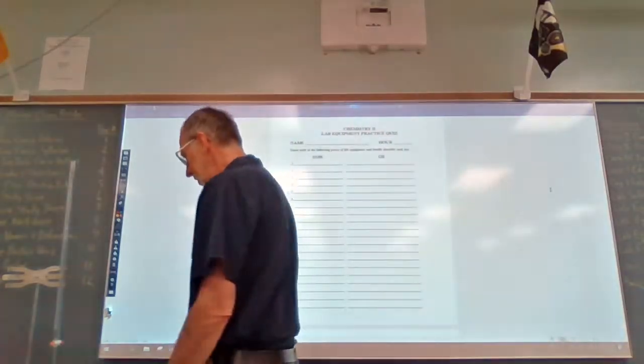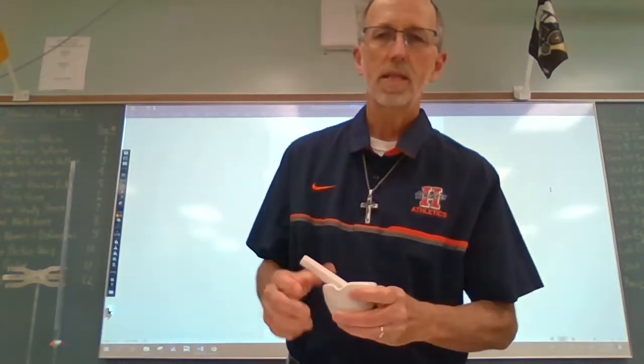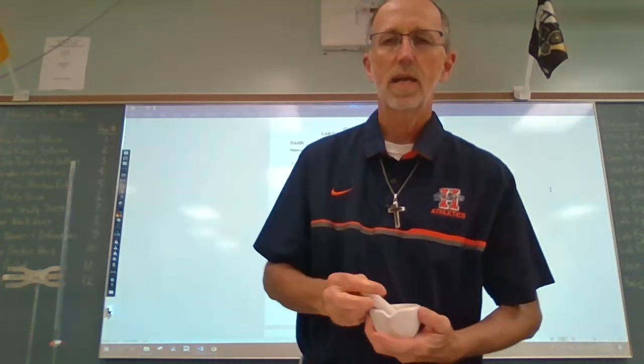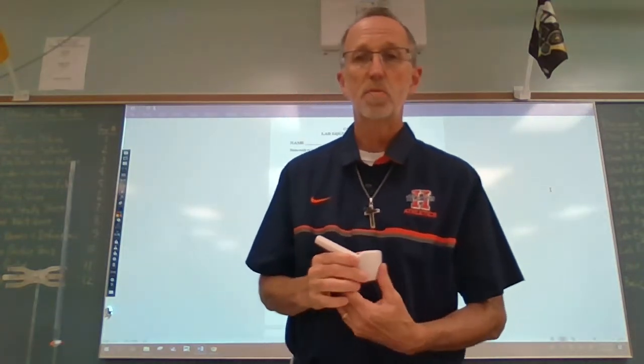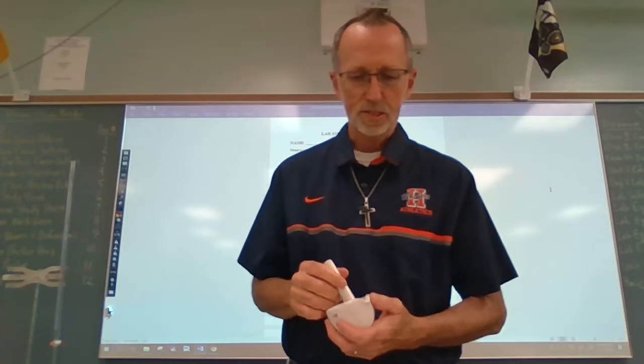Number 9. I'll bet you've seen one of these before. This is a mortar and pestle. It is used for grinding solids into smaller pieces. This is probably one of the oldest known pieces of chemistry equipment. It has been around in some form or fashion for a long, long time. So a mortar and pestle is used for grinding solids.